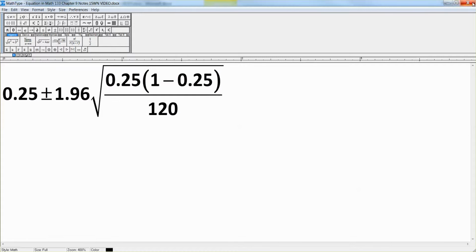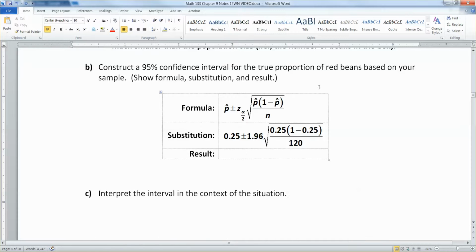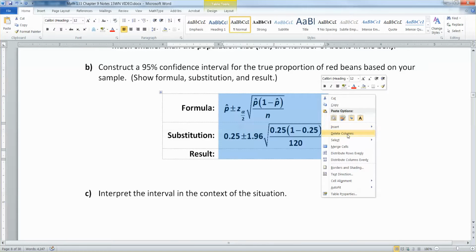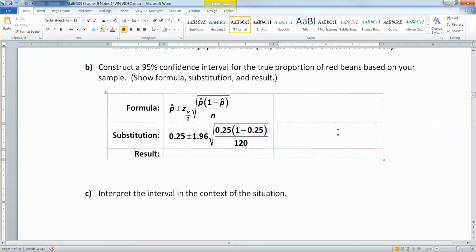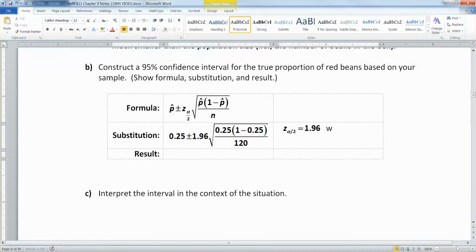You have to write every single thing that is here, right? None of this can be skipped over. And you better make a note to yourself because you won't remember where that came from. So let me insert a column to the right real quick. Let me just type the z alpha over 2 equals 1.96 was found on the previous page.